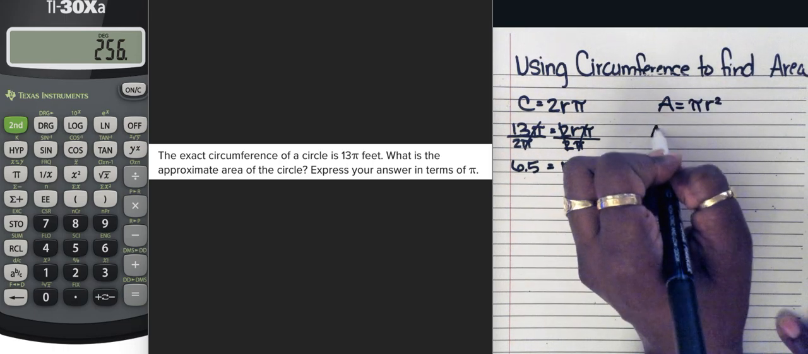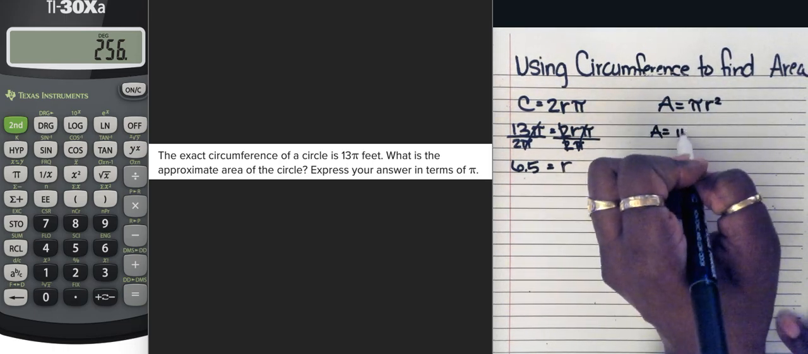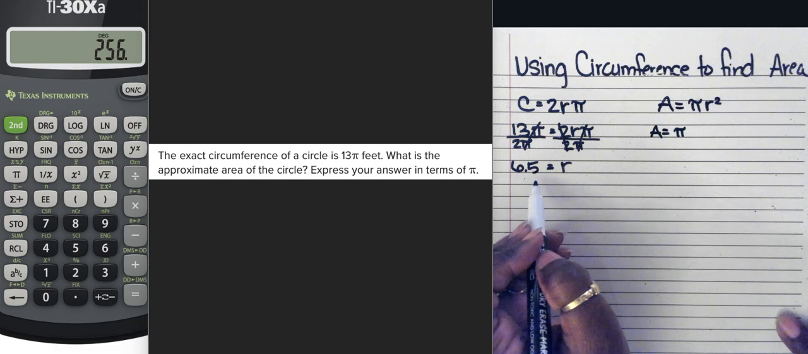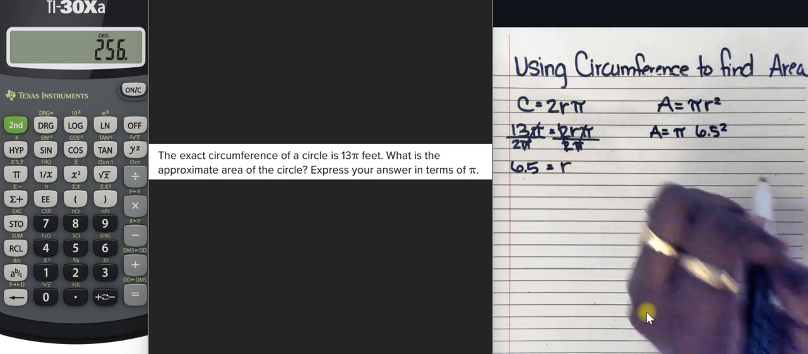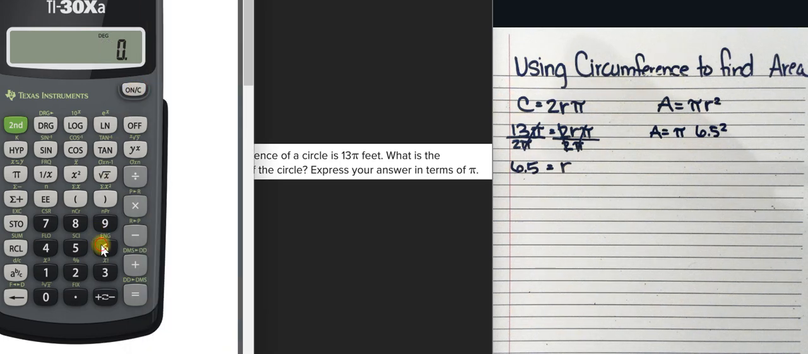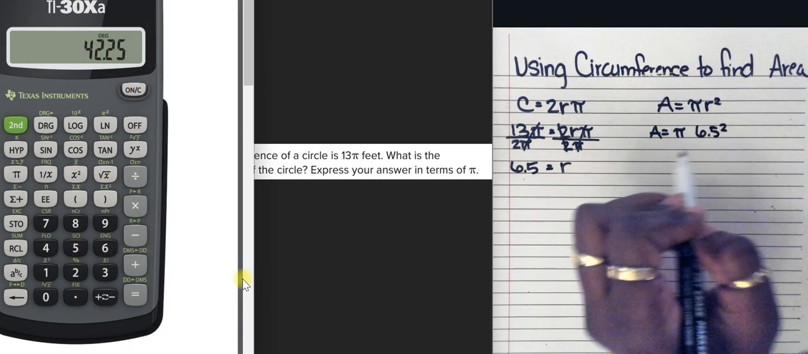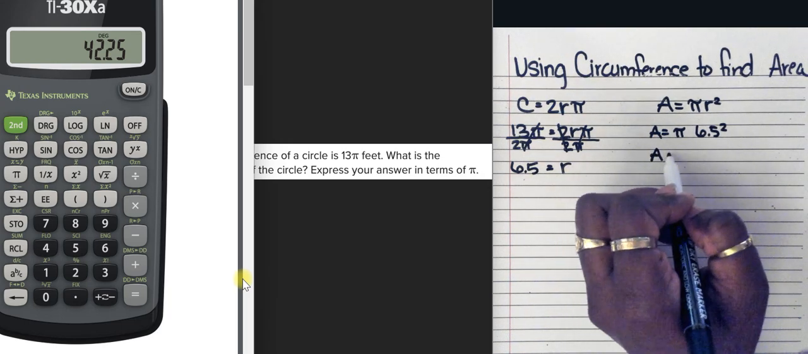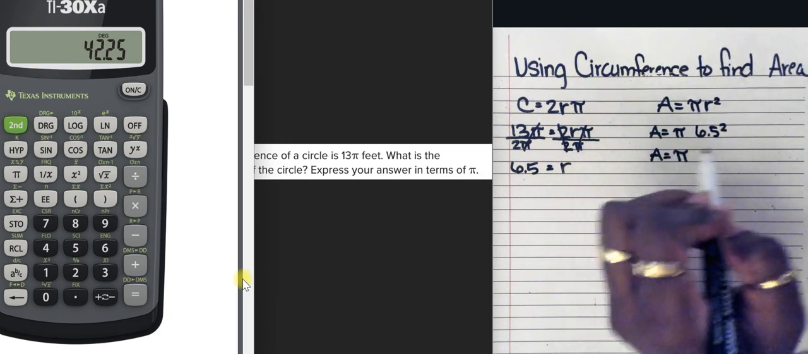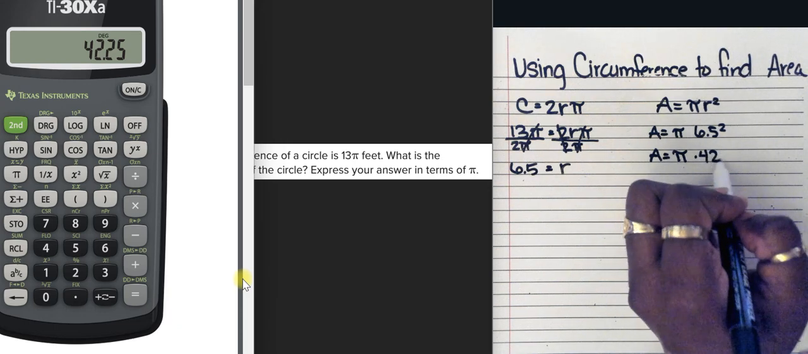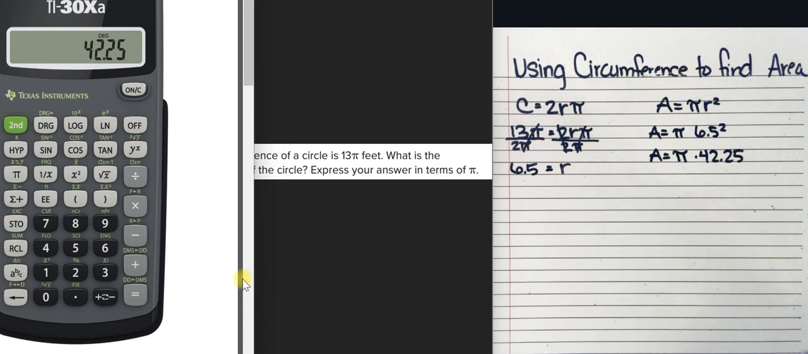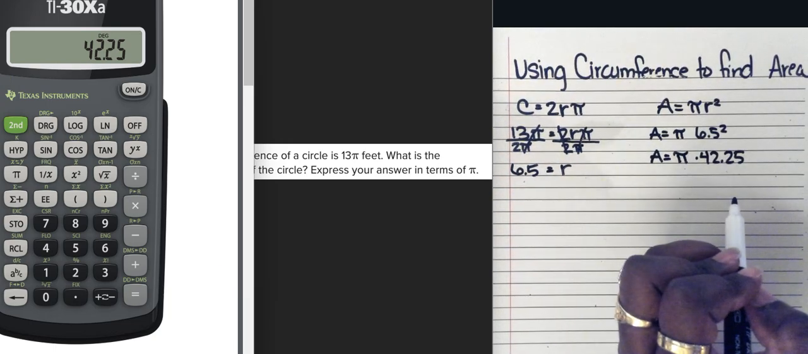So the area is going to be equal to pi, which we're going to leave in terms of pi, times our radius, 6.5, to the second power. So 6.5 squared is 42.25. So the area is now equal to pi times 42.25. And they want your answer in terms of pi.